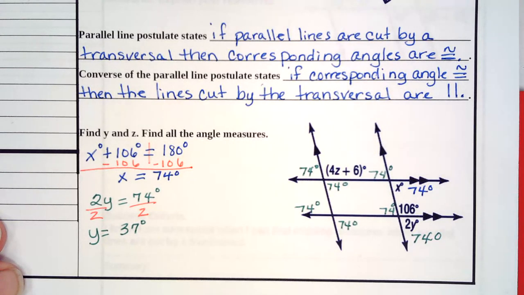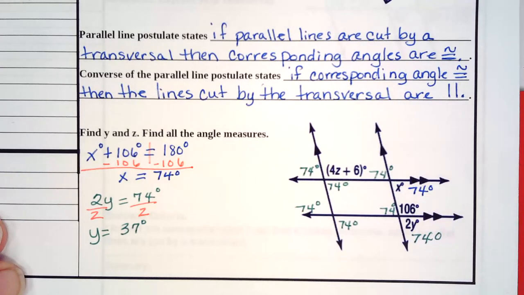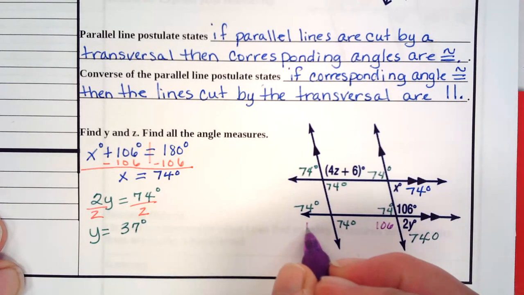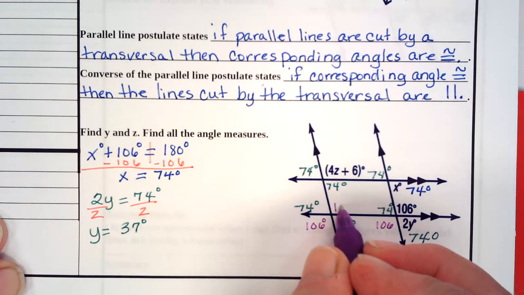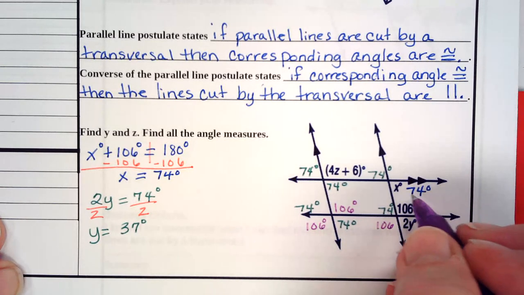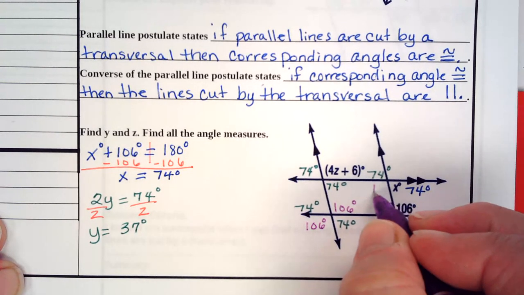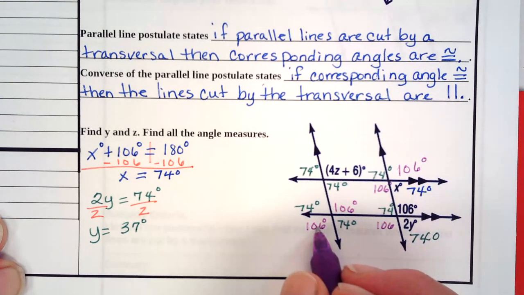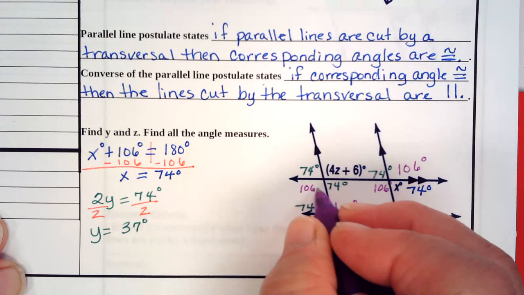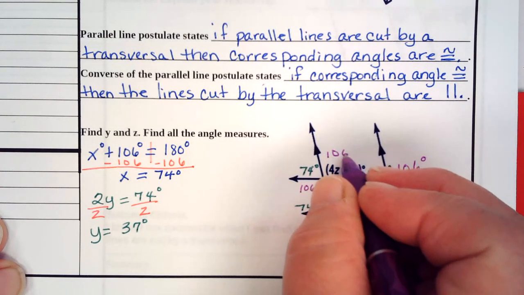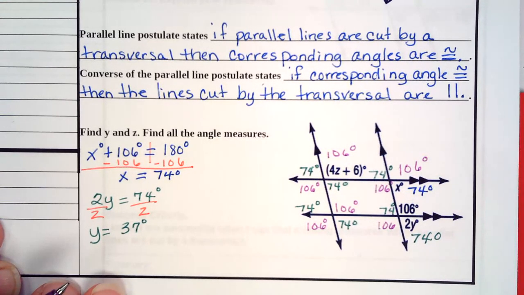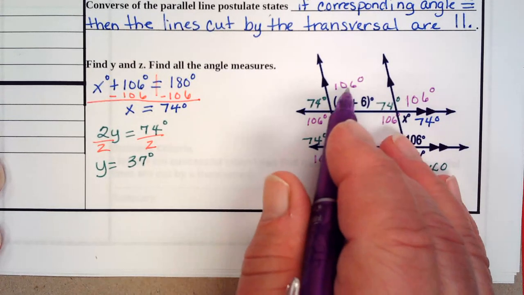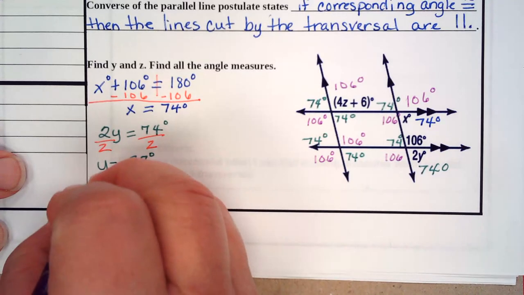Let's go for the 106. 106, this is vertical, 106. This is corresponding, 106. Vertical, 106. And let's see, this is 106, this is corresponding, 106 degrees. Vertical, 106 degrees. Corresponding, 106 degrees. Vertical, 106 degrees. Now, it might be an easier problem. I don't know, we'll see. We know that 4z plus 6 is equal to 106 degrees.